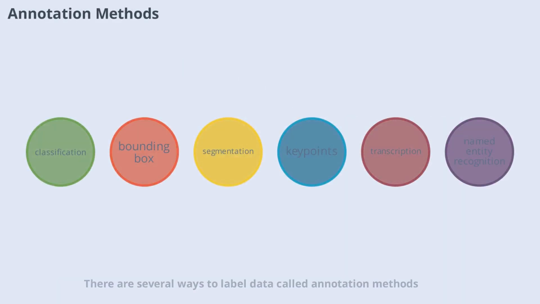There are several ways to label data called annotation methods. The most common are classification, tagging whole items; bounding boxes, drawing rectangles; segmentation, outlining shapes; keypoints, marking specific spots; transcription, writing out speech; and named entity recognition, highlighting names in text.